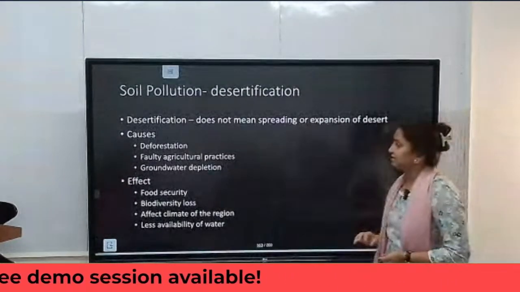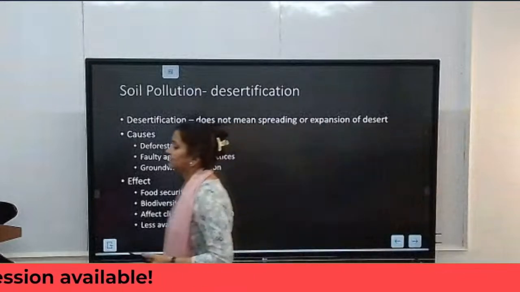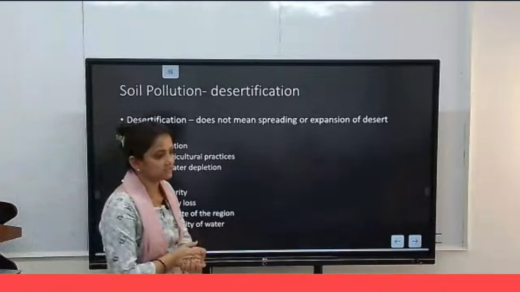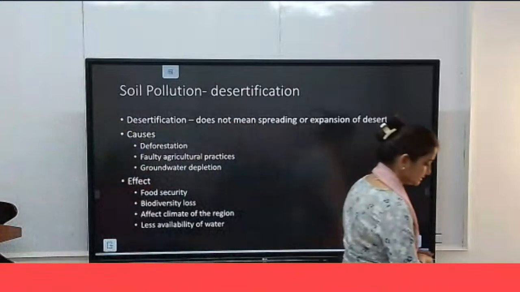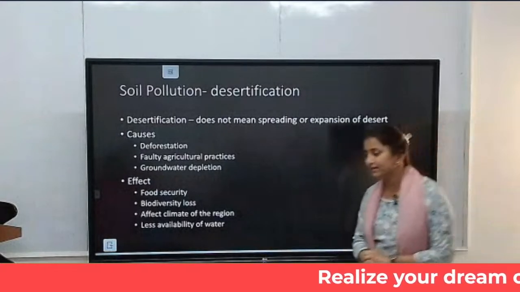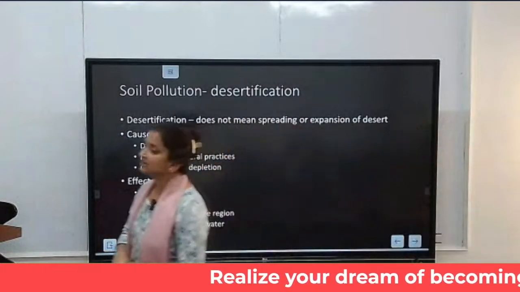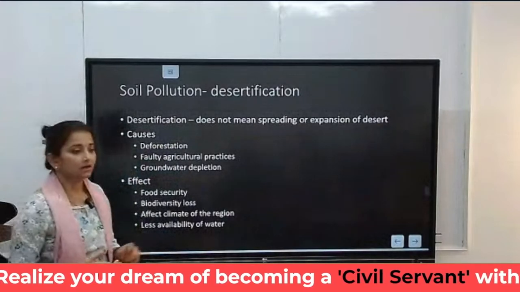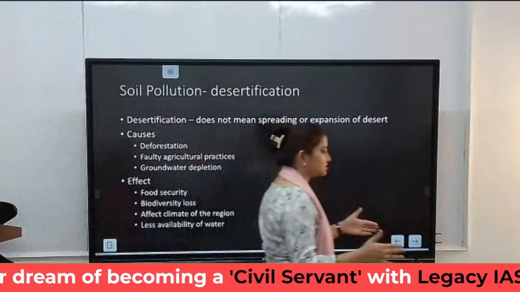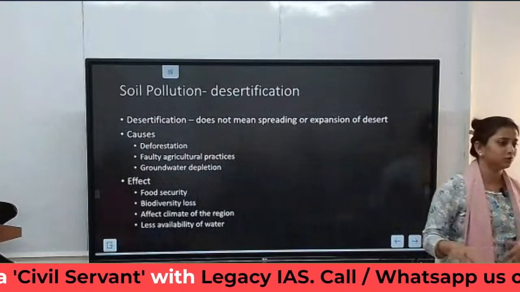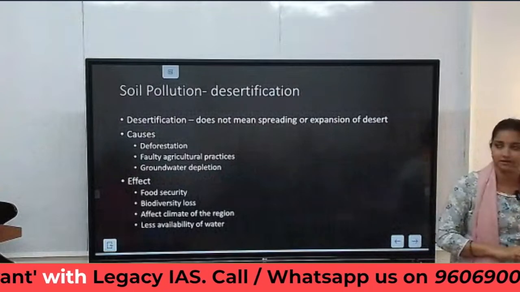Now coming to the desertification part. So desertification, what do we mean by it? If you hear this term desertification, what do you understand? Simple. Land turning into barren land, right? Desertification does not mean expansion of desert. Desertification means that a piece of land which was fertile earlier is no more fertile. It can be because of numerous reasons, but it is no more fertile now.